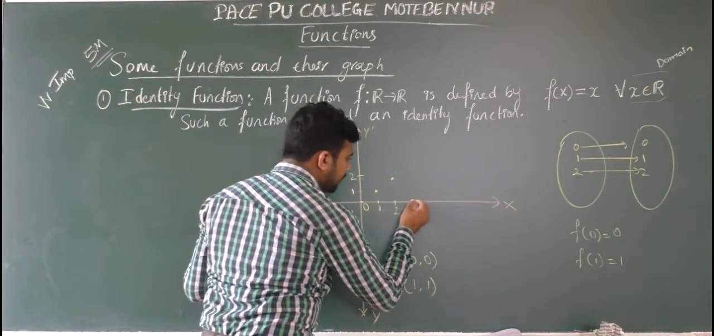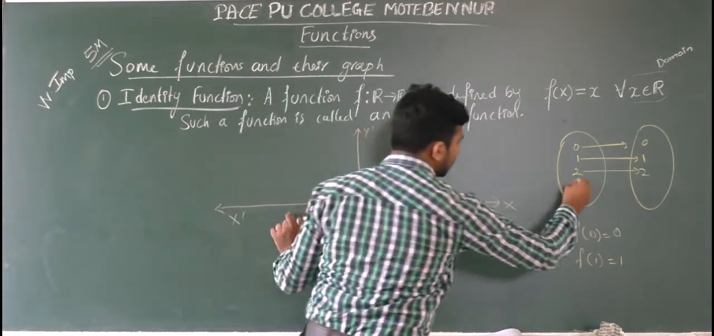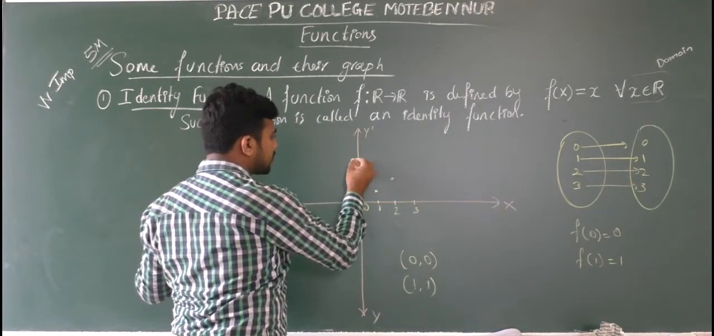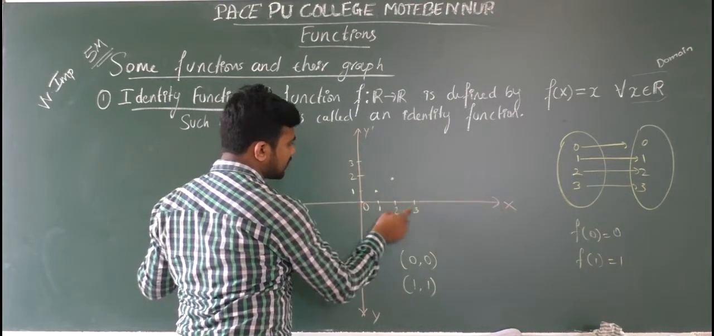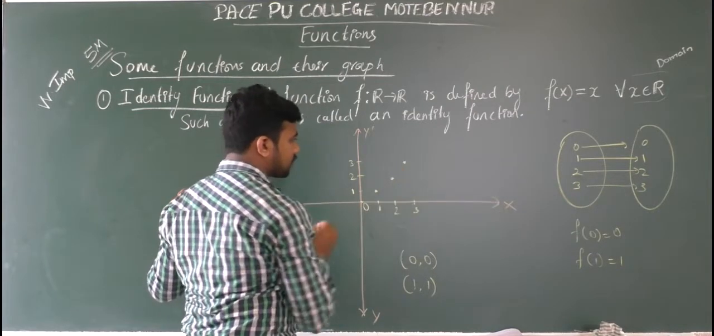ಈಗ ಇಫ್ ಯು ಟೇಕ್ 3, ವಾಟ್ ಇಸ್ ದ ಇಮೇಜ್ ಆಫ್ 3? f of 3. Image of 3 will get 3 itself. Image of 3 is 3 because f of x is equal to x. ಸೊ ಇದು +3, ಇದು +3 ಅಲ್ವಾ. ಇಮೇಜ್ ಆಫ್ 3 is 3. ಸೊ ಈ ಪಾಯಿಂಟ್ ಸಿಗುತ್ತೆ, ಇಂಟರ್ಸೆಕ್ಟಿಂಗ್ ಪಾಯಿಂಟ್.